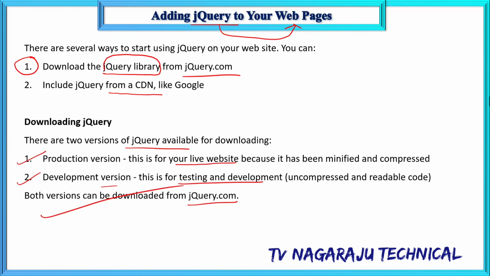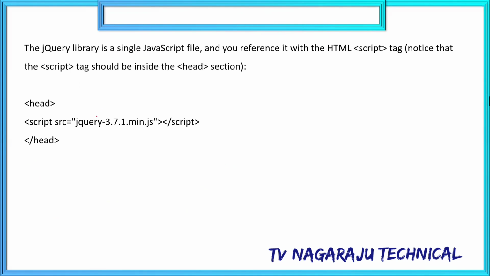So multiple web pages are created. Suppose web page 1, how do we add jQuery to web page 1? For that you need to follow this. Within the head section only, you write a script tag with src equal to the file. If you saved it in the current directory, directly you can write the name. Otherwise, you can give the path.